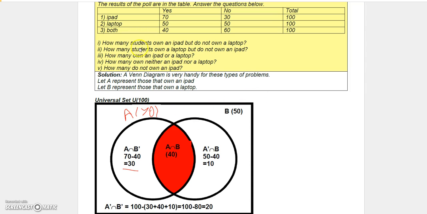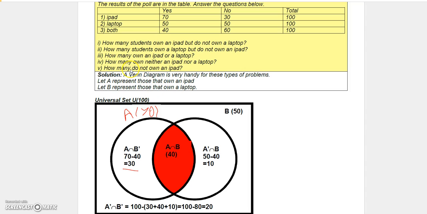If I want to know how many students own an iPad but do not own a laptop, that would be these here in this white area, 30. How many own a laptop but not an iPad? That would be these 10 here. How many own an iPad or a laptop? Well, here we can just add these 3 numbers together now, 30 plus 40 plus 10, and get 80. And how many own neither an iPad nor a laptop? Well, that would be these guys that are outside the circles, 20.